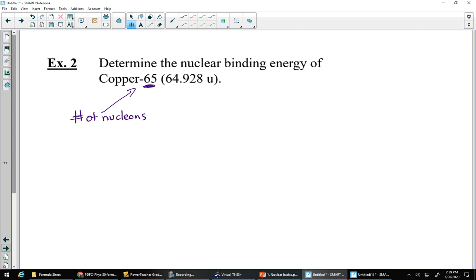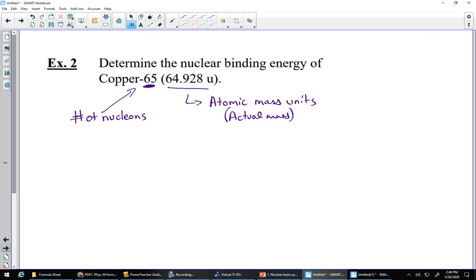64.928 U. Do you remember what U is? U is our atomic mass units. So this is our actual mass that we're talking about here, in terms of atomic mass units. Awesome. Okay, so we've got that.